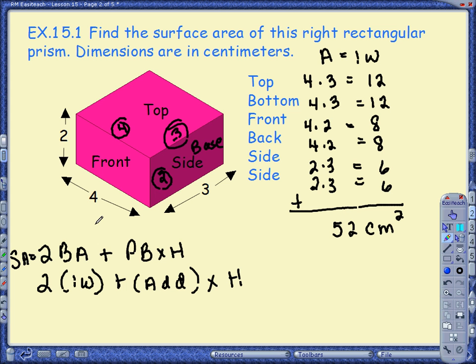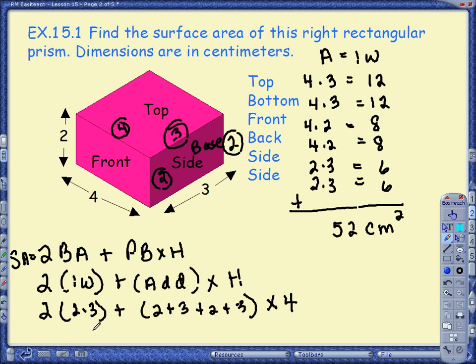Now when we do this, we plug in the dimensions of this base, 2 times 3. We add the sides, 2 plus 3. This side over here is also 2 because it's opposite this 2, so we have another 2 plus 3. Now if this is our base and we're tipping it up, this side that we didn't use in our area formula or in finding our perimeter becomes the height. So that would be 4.